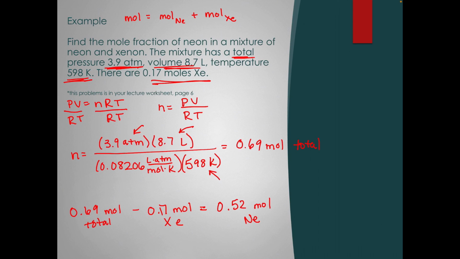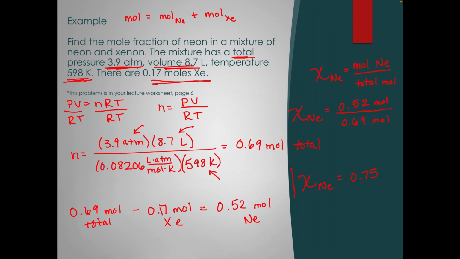Okay, so now we have our moles of neon, and we can go ahead and find our mole fraction. Once we have our moles, the mole fraction of neon is going to equal our moles of neon divided by our total moles. So our mole fraction of neon is going to equal 0.52 divided by our total moles, which was 0.69. If we divide those, we get our mole fraction of neon, and that is 0.75.